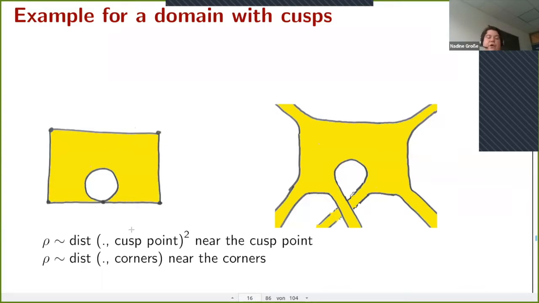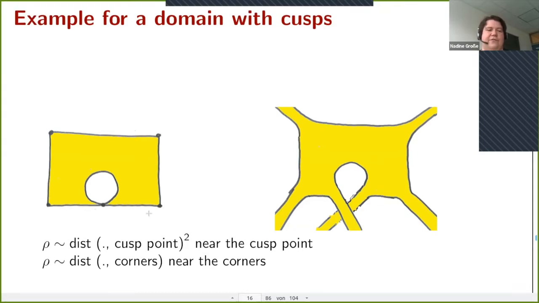There you now want to have a weight function that goes like distance to the cusp point squared near the cusp point. Because if you then do the same calculation with the blow up we did for the polygonal case, you end up here with something which is not an honest strip anymore, like in the polygonal case, but what is asymptotically still a nice strip. So then this still on the right-hand side has a nice boundary, in the sense that it's a nice geometry, in the sense that it's bounded geometry.